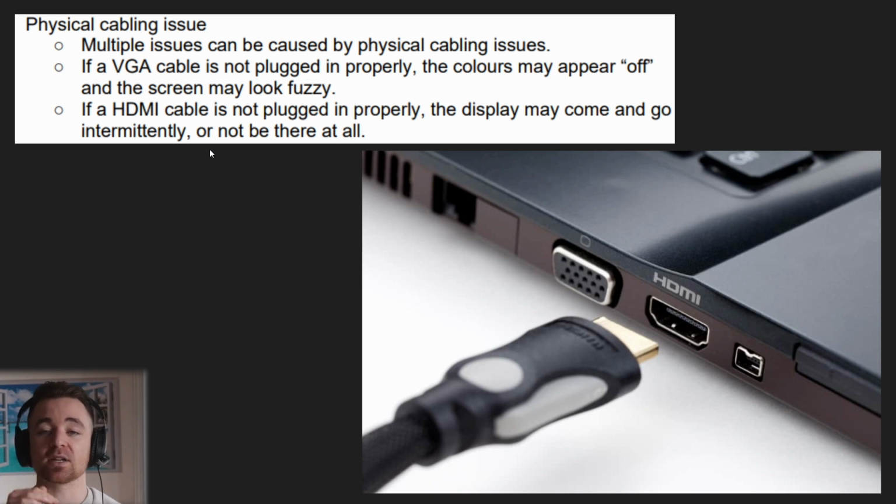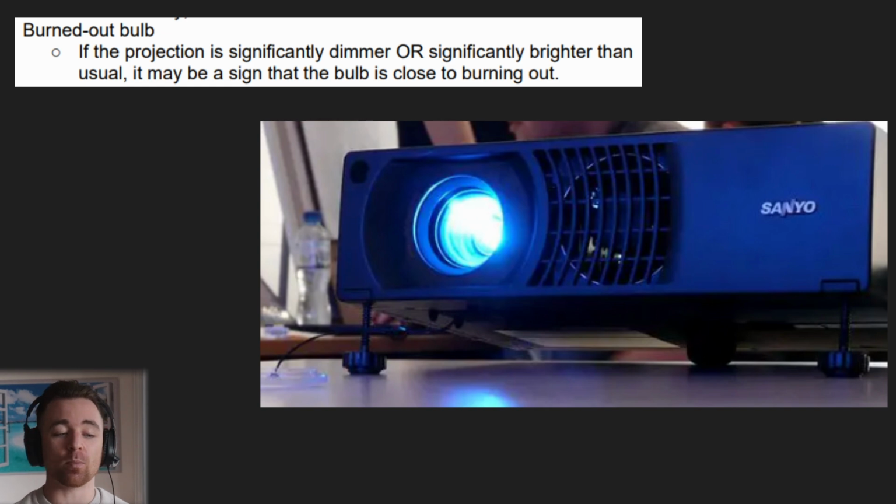So what that means is the screen's going to almost be flashing. So if you've got a flashing screen, check your HDMI cable, make sure it's plugged in properly. Otherwise, that might be what is causing the issue. The next one is a burned out bulb. So if your projector or your projection is dimmer, or even if it's really, really bright all of a sudden, brighter or dimmer than usual, it might be a sign that the bulb is close to burning out. So you're going to want to replace that bulb sooner rather than later to make sure you can have consistent operation from your projector.